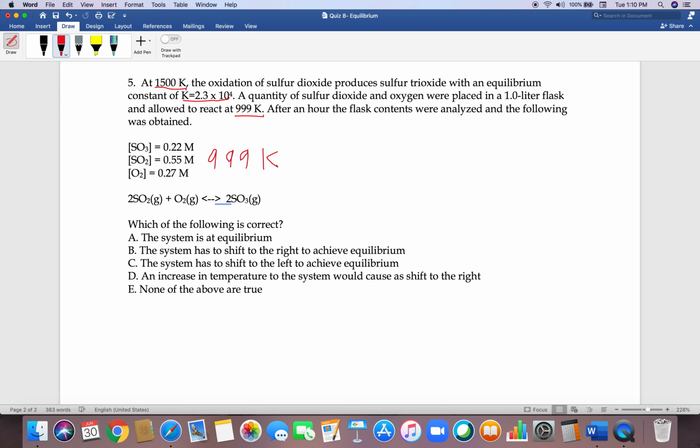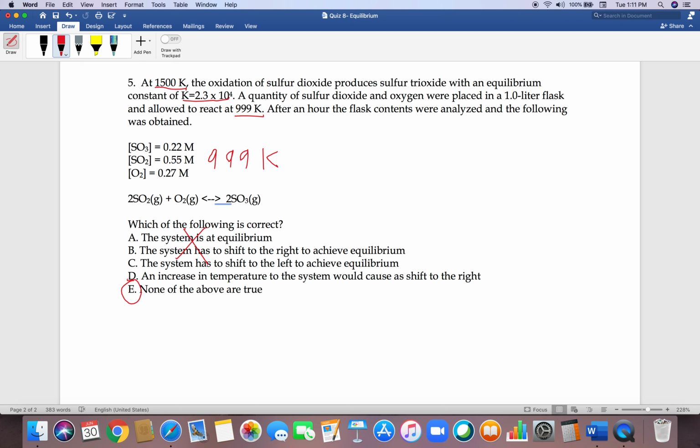I'll repeat it again just to make sure it's clear. If I measure my equilibrium constant at 1500 K and measure my concentrations at a different temperature, I cannot use my equilibrium constant to compare these concentrations and make a statement regarding the equilibrium because they were at different temperatures. So all of these statements, A through D, are null and void because this is not a valid question because it was at a different temperature. So the answer here would be none of the above were true.